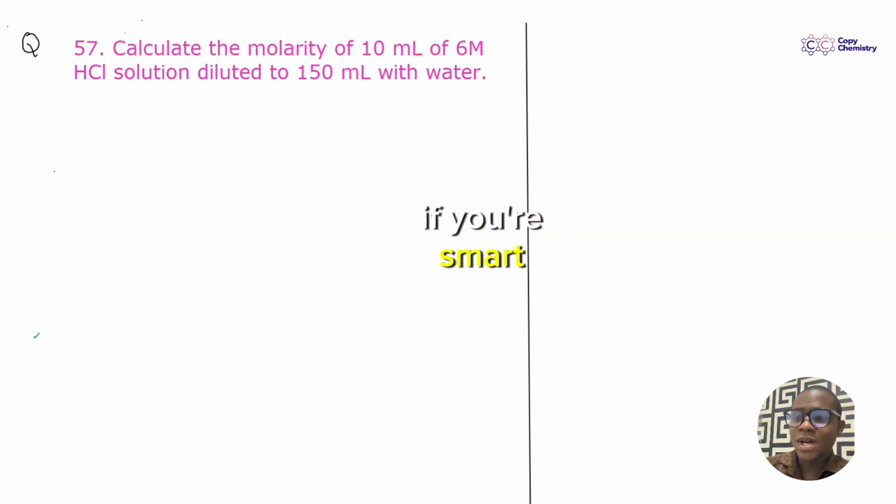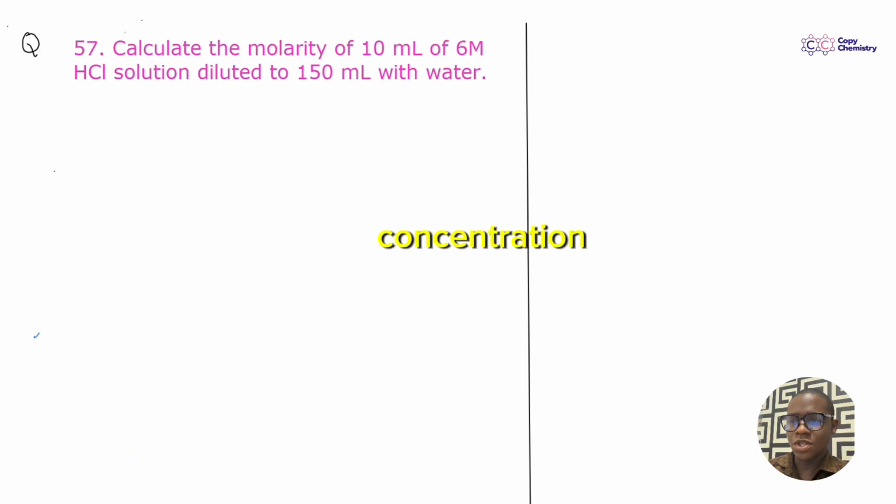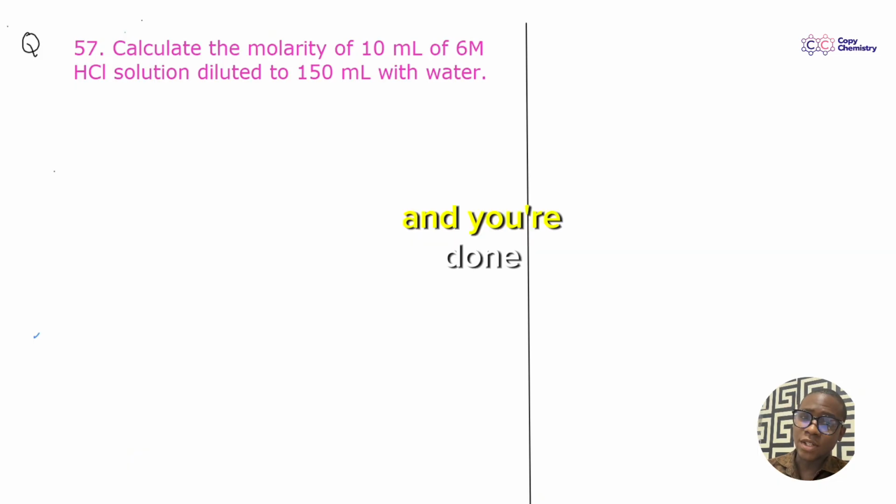So listen, if you're smart, you're probably done with this video in the next 10 seconds because you just need to do the C1V1, that's the initial concentration and volume, equate it to C2V2, that's the final concentration and volume, and then you find what is missing there, which will be the final concentration. You do your division and you're done.